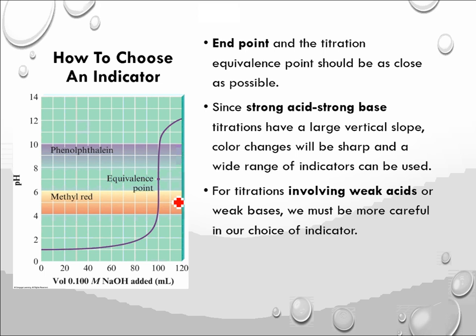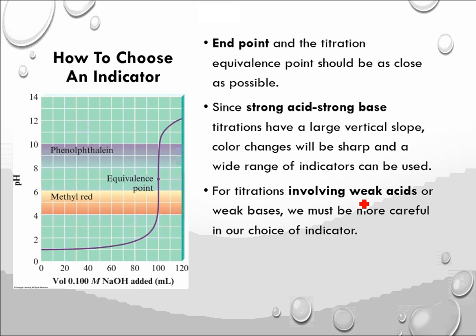So this is a strong acid, strong base titration curve, very sharp and pronounced. If we're looking to see equivalence, we want to get endpoint and equivalence as close as possible. Since it's a strong acid, strong base titration, you see the vertical slope is so large across the pH range, it really doesn't matter which indicator you choose as long as it sits within this range somewhere. The volume difference between the phenolphthalein color change and the methyl red color change is minuscule. So you're pretty safe in choosing your color change and your indicator.